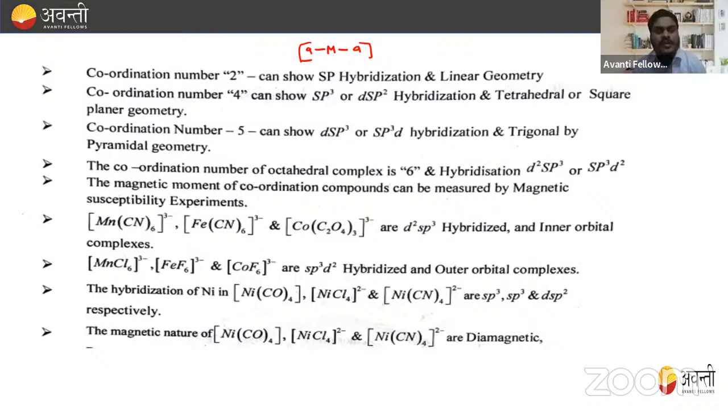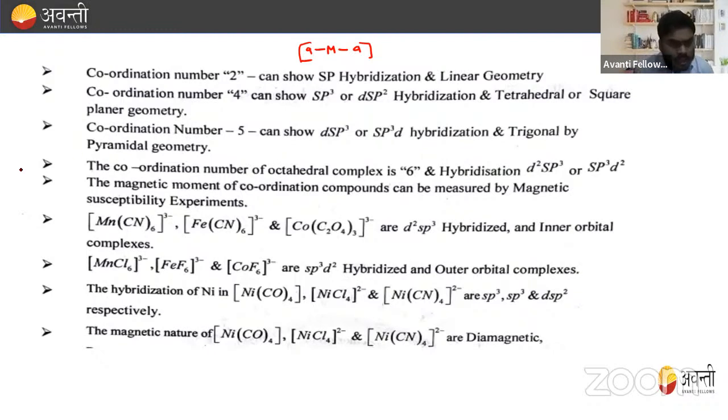Similarly, if the coordination number is 4, then there are two criteria, right? Whenever the coordination number is 4, it will be either sp3 or dsp2. If the hybridization is sp3, then the shape is tetrahedral. And if the hybridization is dsp2, then the shape is square planar. Is it clear to all? Right. Now, coordination number 5 can show dsp3 or sp3d hybridization and the shape is trigonal bipyramidal, that is TBP. In our syllabus, we are mainly going to focus only on tetrahedral, square planar, or octahedral complexes.